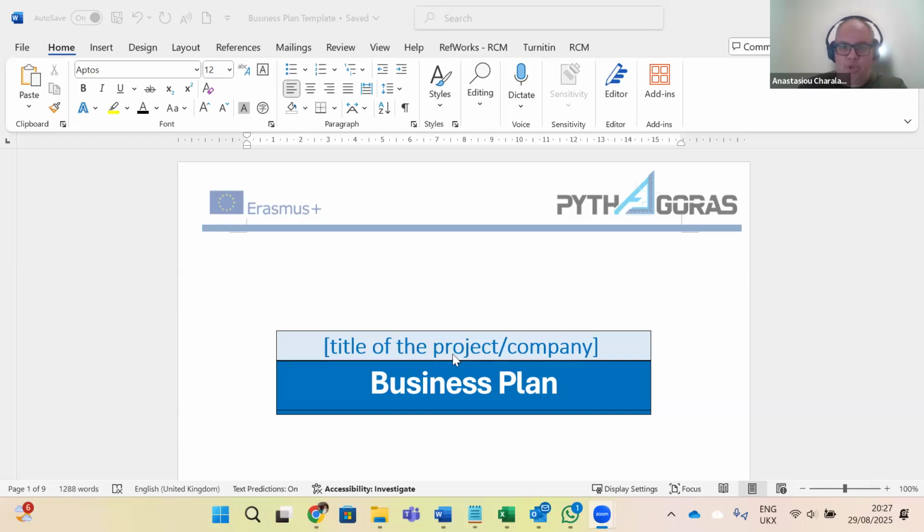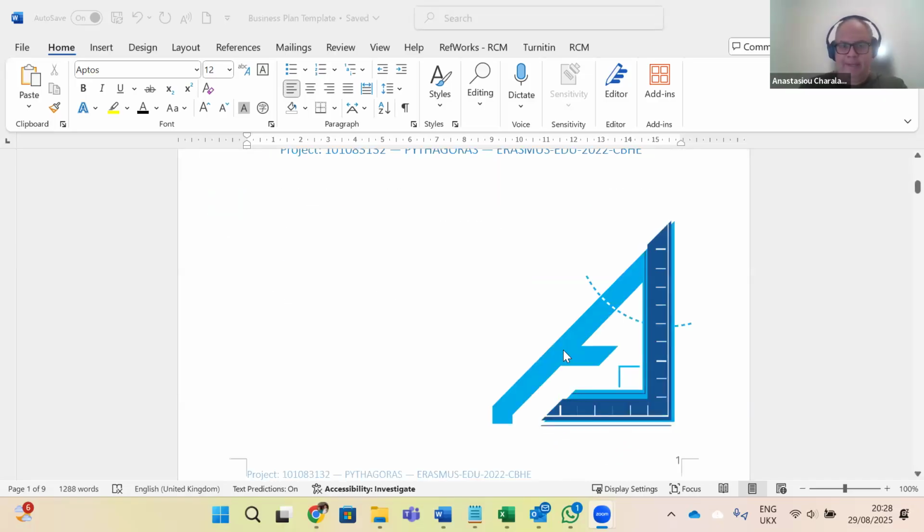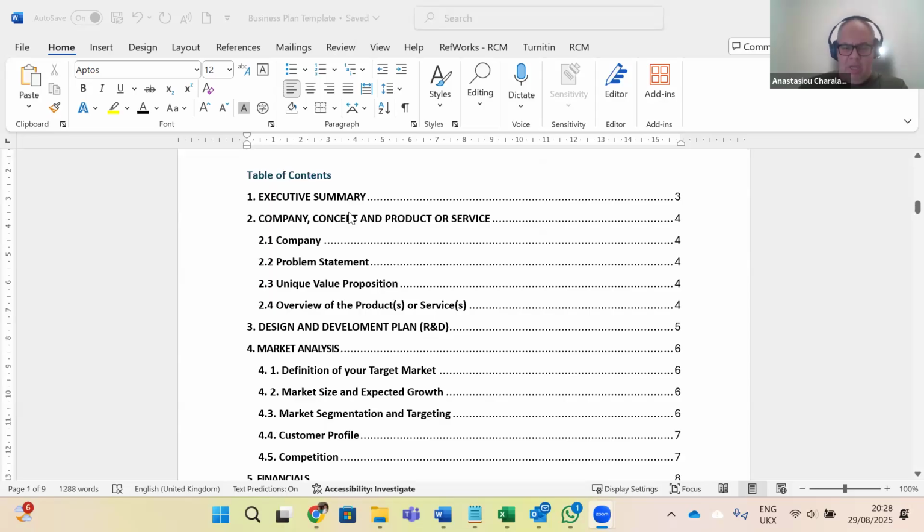If it is a project that you'll be doing, for example, that wants to license something and maybe it's not a company, you just put in the title of the technology that you will be developing. If you have a company in mind, you can come up with a name for the company, even though it's not registered yet. You can put it here. So that's the first page. Then we'll go through a table of contents.